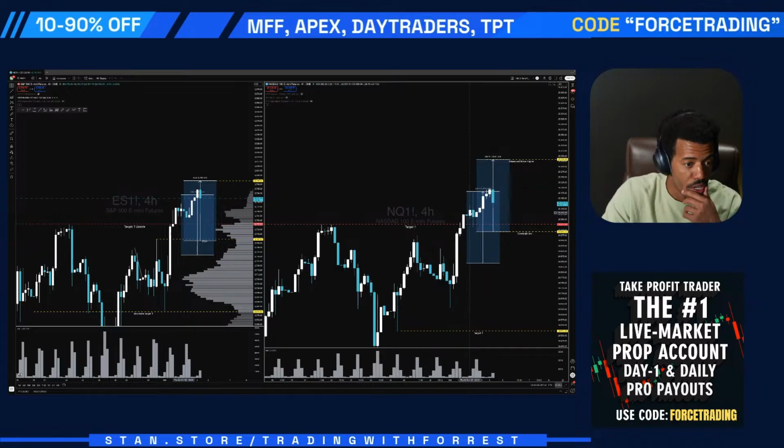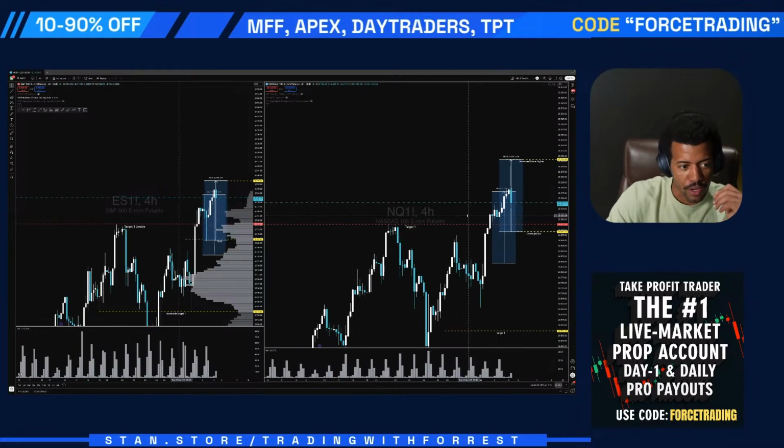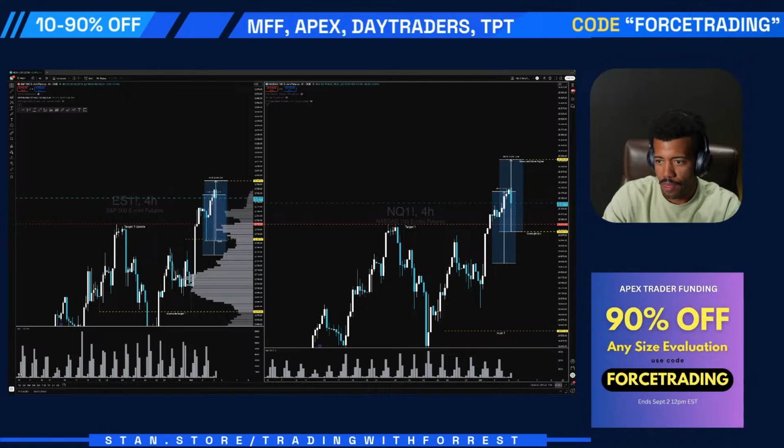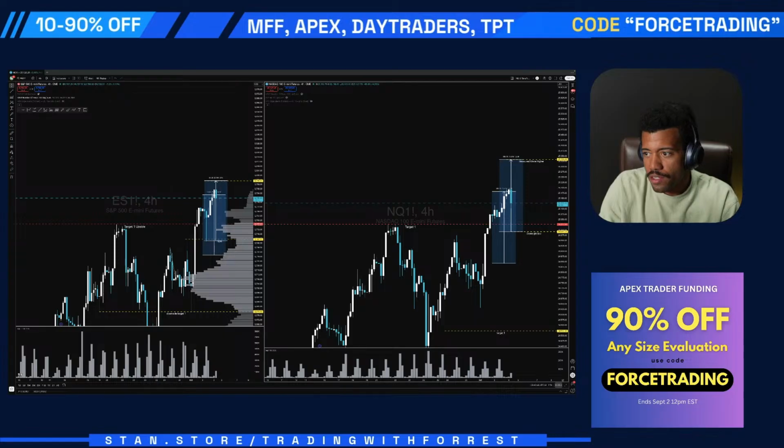That's how I do it on every single time frame. That's how I get these very precise, specific extensions that work every time. So that's the key. That is the magic.